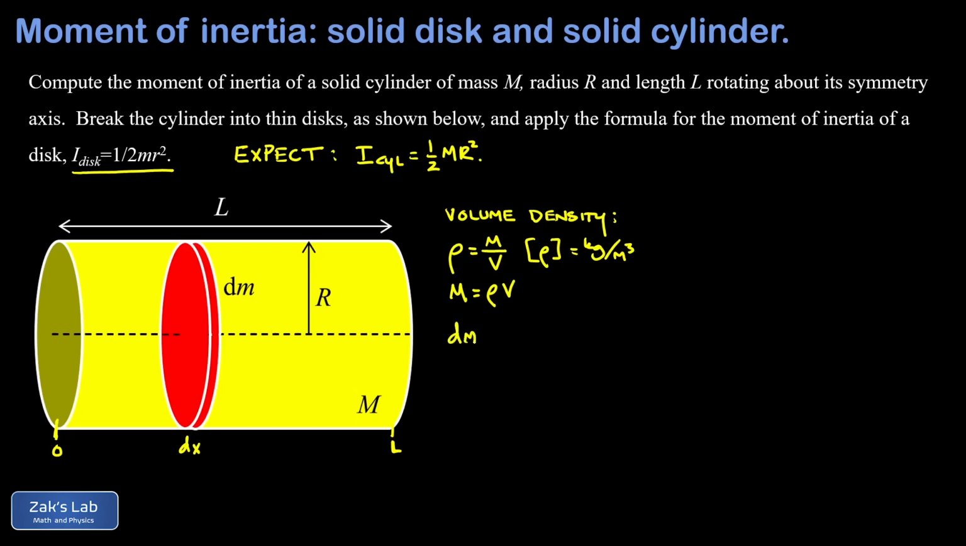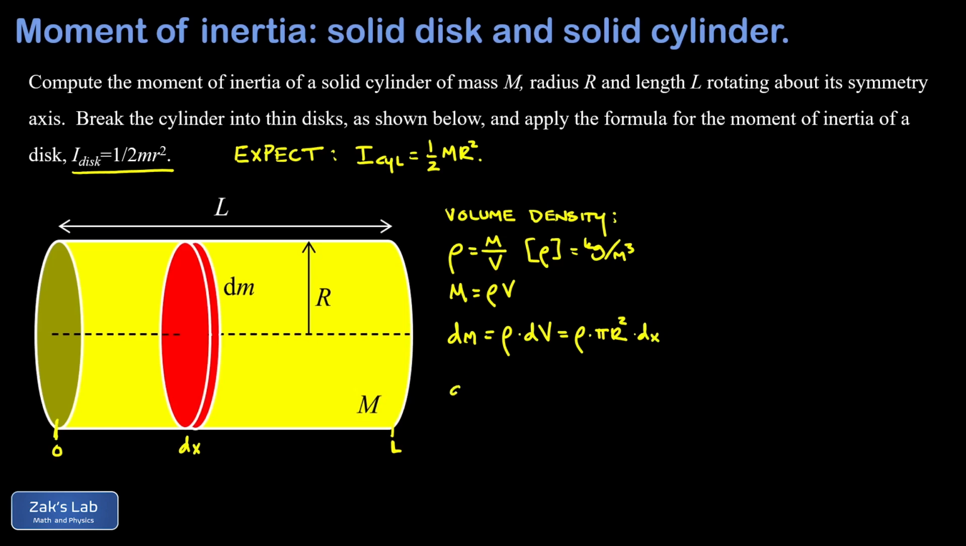So our little dm, the mass of this single disc-shaped slice, is going to be the density multiplied by the volume of that disk, which I'll call dV. Well, the volume of that thin disk is just area times thickness. And the area is pi times big R squared. Every disk has that same radius of big R. And the thickness, dx. So there's an expression for dm in terms of dx.